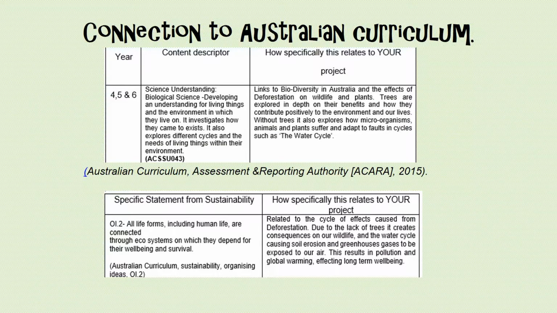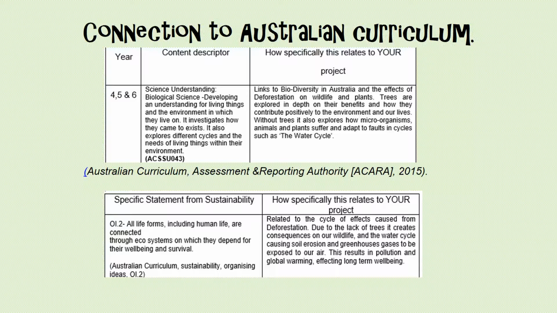This topic will be suited for years 4, 5 and 6 and connected to content descriptors. The first one is science understanding, developing an understanding of living things and the environment in which they live. This links to biodiversity in Australia and the effects of deforestation on wildlife and plants.